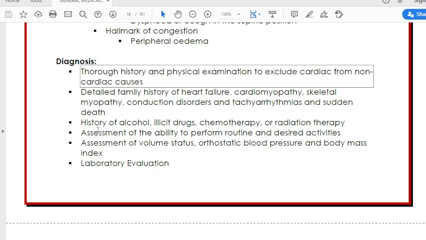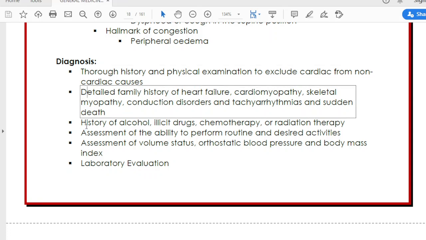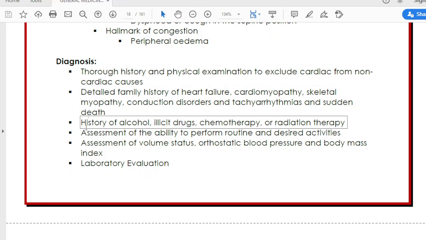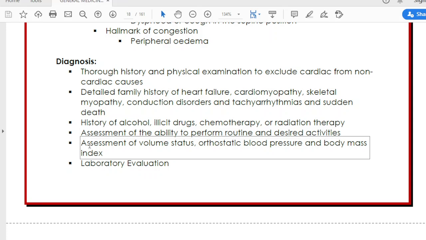Diagnosis. Thorough history and physical examination to exclude cardiac from non-cardiac causes. Detailed family history of heart failure, cardiomyopathy, skeletal myopathy, conduction disorders and tachyarrhythmias and sudden death. History of alcohol, illicit drugs, chemotherapy or radiation therapy. Assessment of the ability to perform routine and desired activities. Assessment of volume status, orthostatic blood pressure and body mass index. Laboratory evaluation.